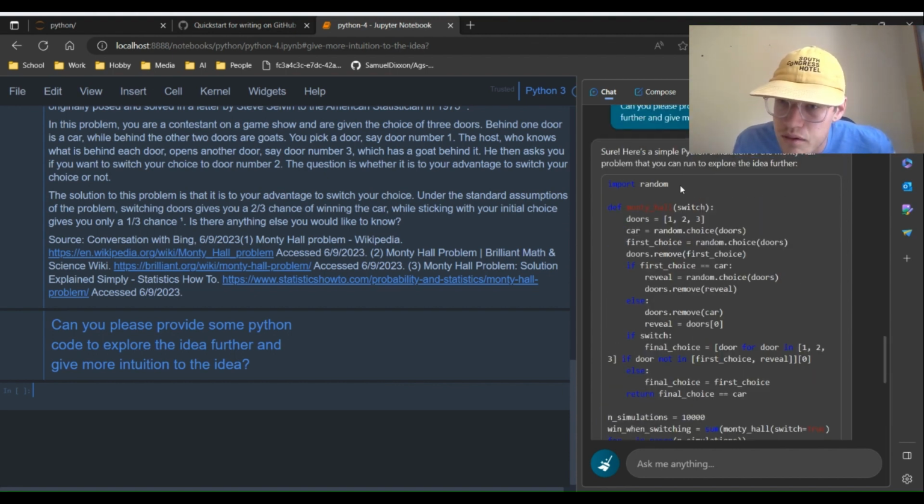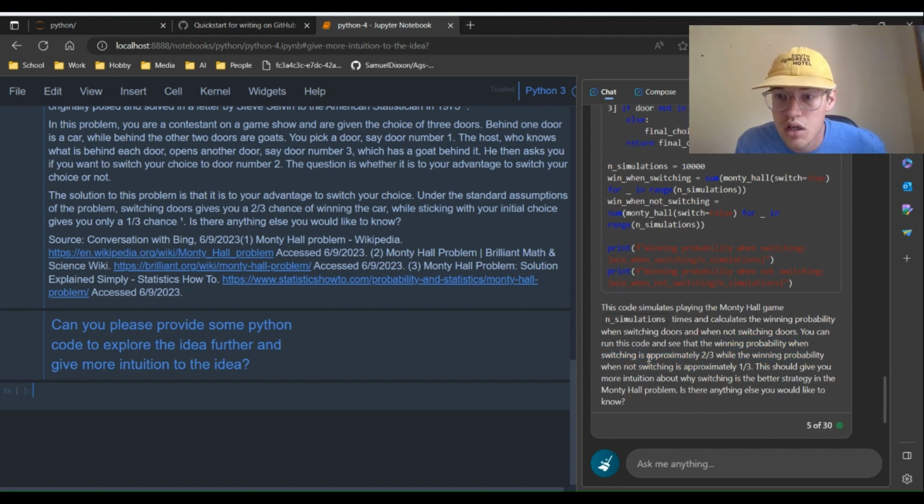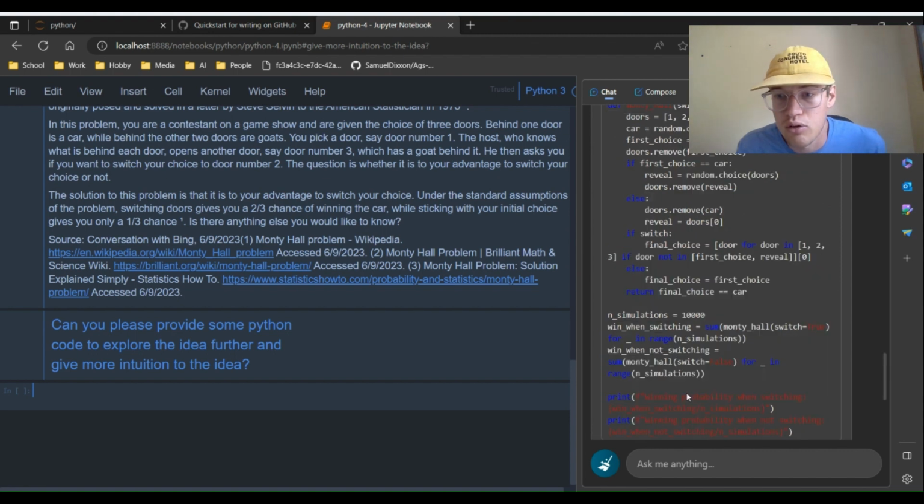So this is the code that we're populated with. It says, "Sure, here's a simple Python simulation of the Monty Hall problem. You can run it to explore the idea further." And then it says the code simulates playing the Monty Hall game a set number of simulation times and calculates the winning probability when switching doors and when not switching doors. You can run the code and see that the winning probability when switching is approximately 2/3, while the winning probability when not switching is approximately 1/3. This should give you more intuition about why switching is the better strategy in the Monty Hall problem.